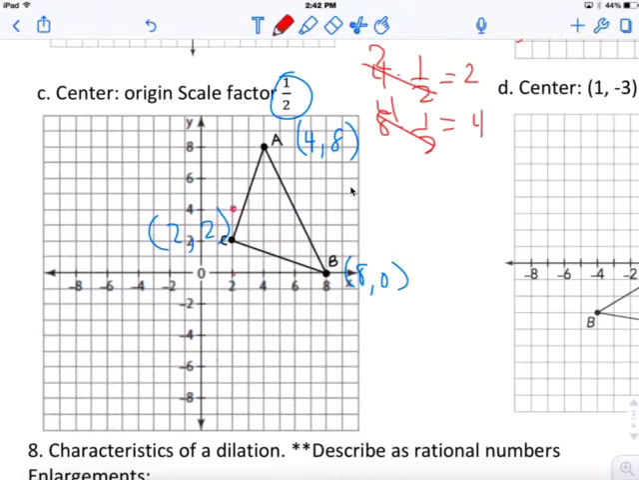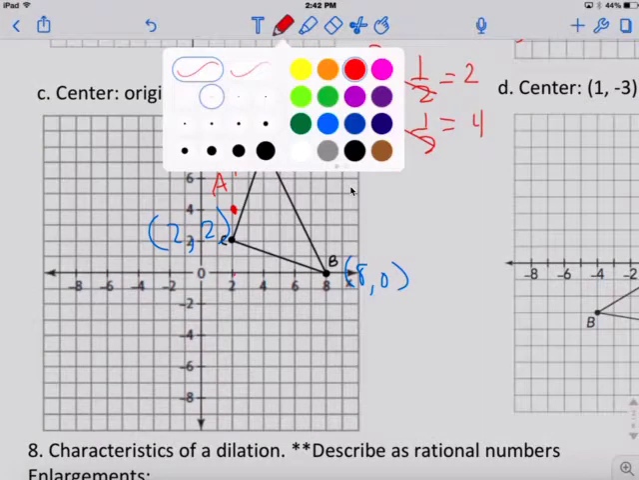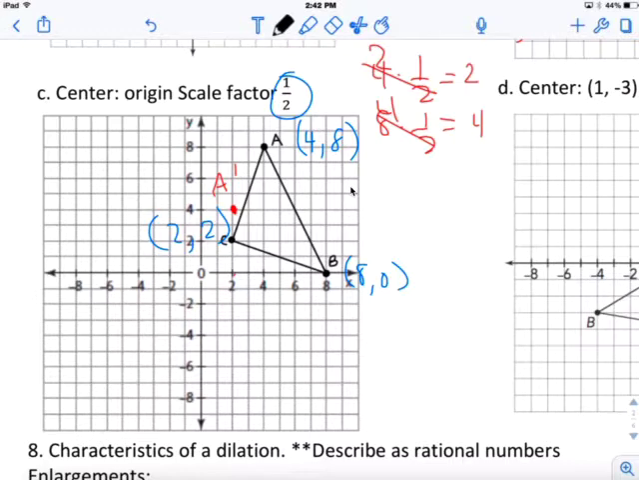2, 4, A prime. B is 8, 0. 8 times a half, cross cancel, leaves 4. And 0 times a half is 0. 4, 0 right here. B prime.